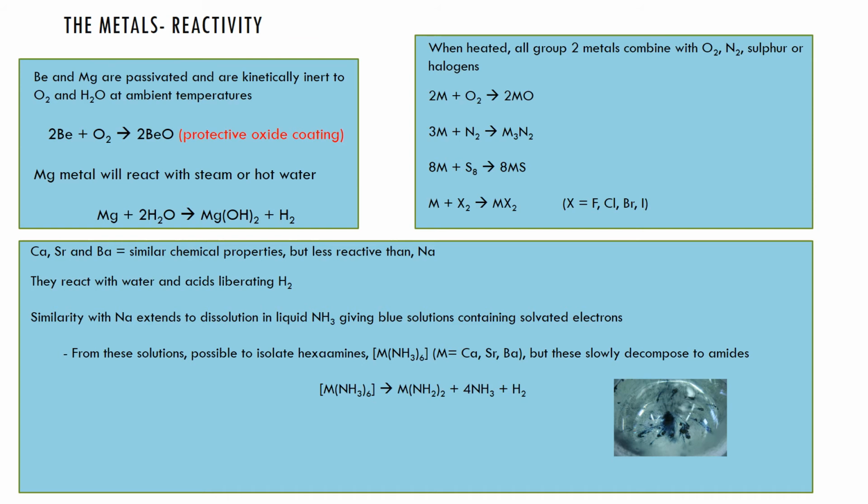If you heat the group 2 metals, they all combine with oxygen, nitrogen, sulfur, or the halides. And certainly calcium, strontium, and barium have very similar properties to sodium, but are less reactive than sodium. So they react with things like water and acids to liberate hydrogen. And similarly, all three react with liquid ammonia in exactly the same way as sodium. So they will generate that deep blue solution and free solvated electrons. And we studied that in the last lecture.